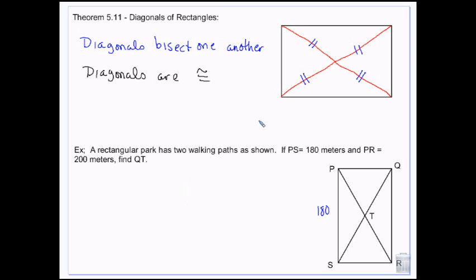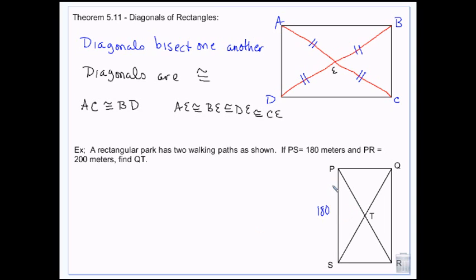So if this is A, B, C, D, AC is congruent to BD. And if I put an E in the middle, AE is congruent to BE, is congruent to DE, is congruent to CE. Because they're two lines that are the same length bisecting each other, so they're cutting each other in half. But if they were already the same length, won't all the halves be the same length?